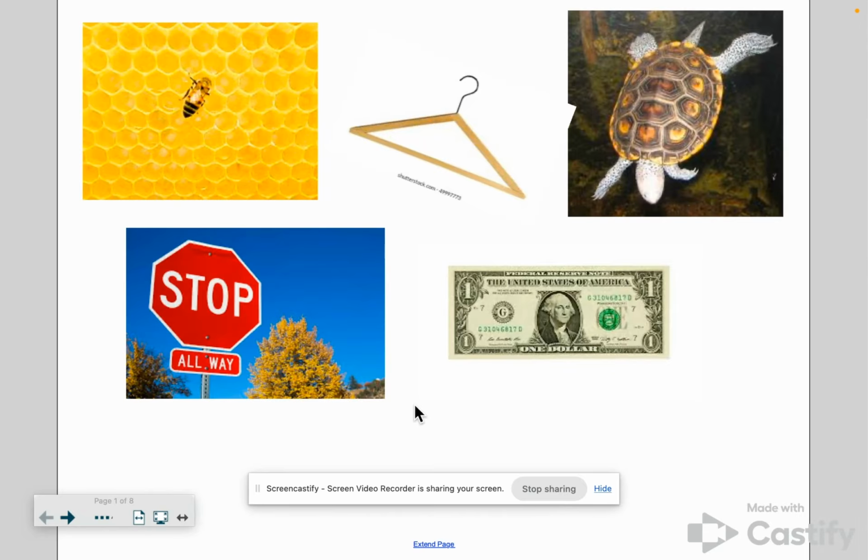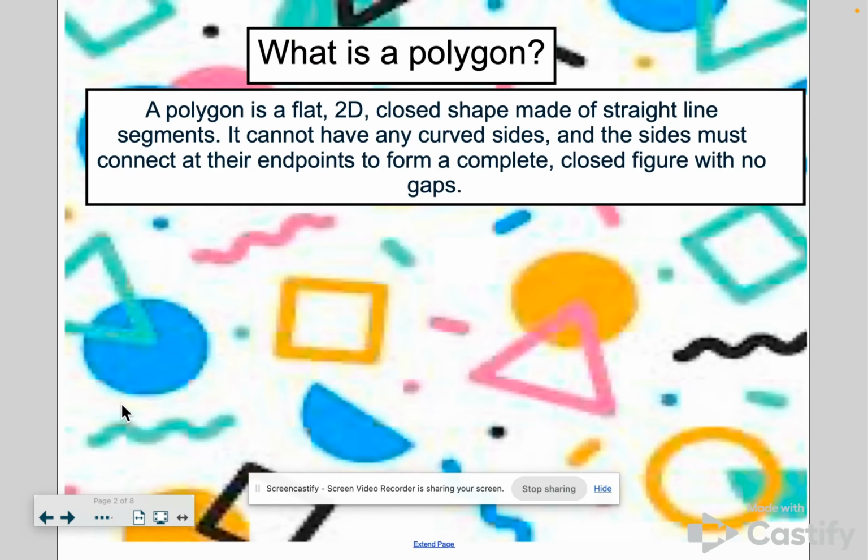So polygon is a word that means shape, but it means a certain kind of shape. So what is a polygon? A polygon is a flat, two-dimensional, closed shape made of straight line segments. It cannot have any curved lines, and the sides must connect at their endpoints or corners to form a complete closed figure with no gaps.